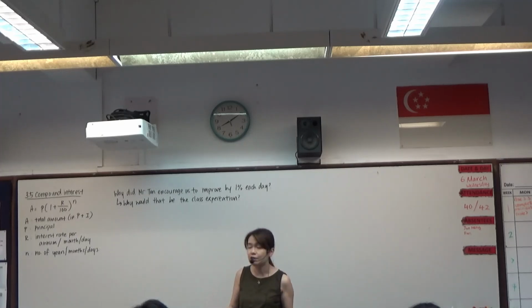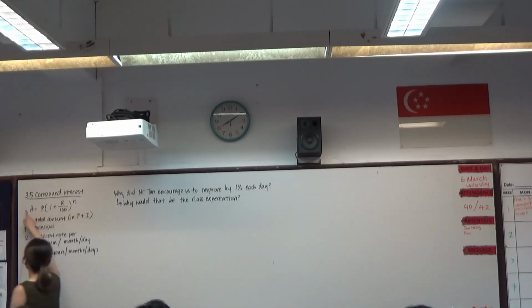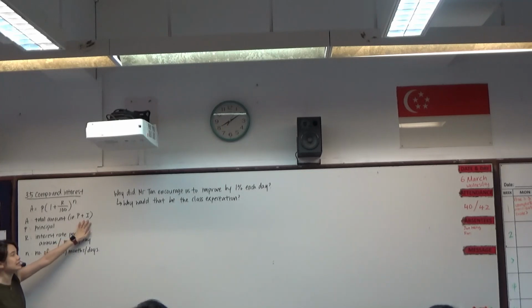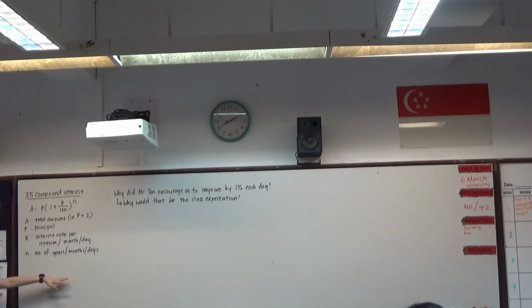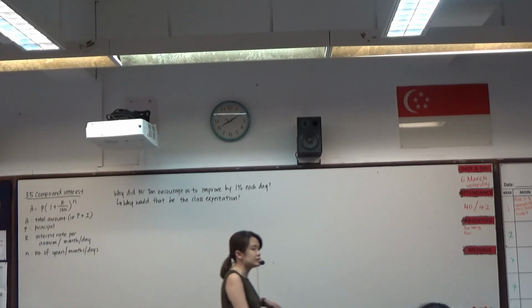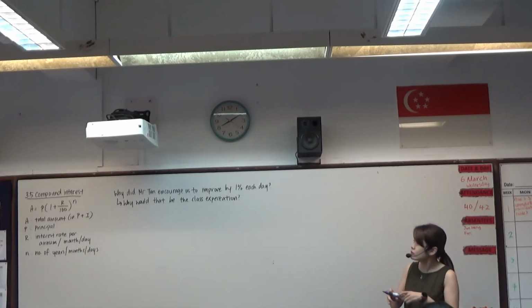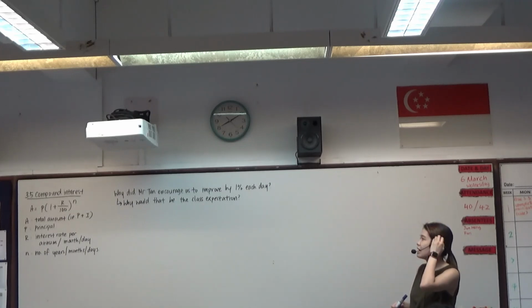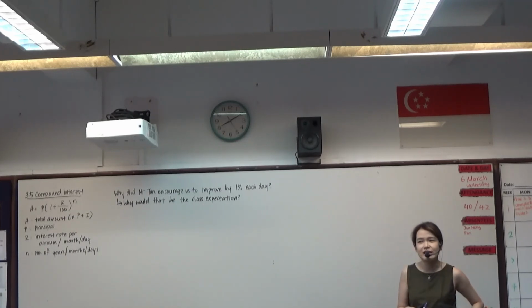Because of that, we derive this formula here, for which A refers to the total amount, in other words your principal plus the interest amount, P is the principal, which is the initial amount, R being the interest rate, and N being the number of years, months, or days, depending on the context of the question. I thought that since we learned the formula already, it is good to really understand why Mr. Tan encouraged us to improve by 1% each day.